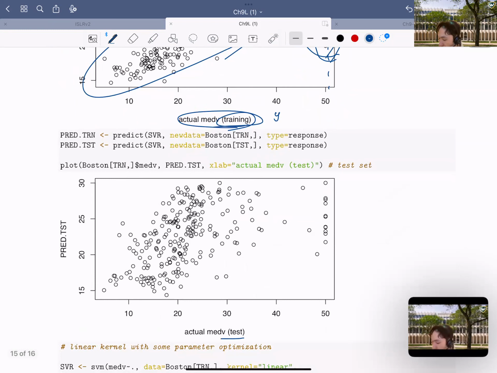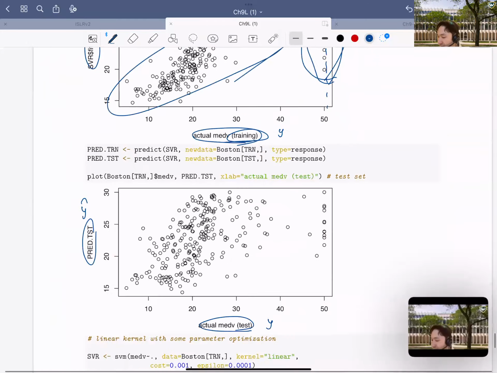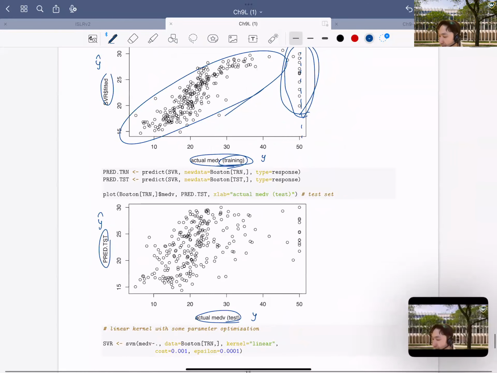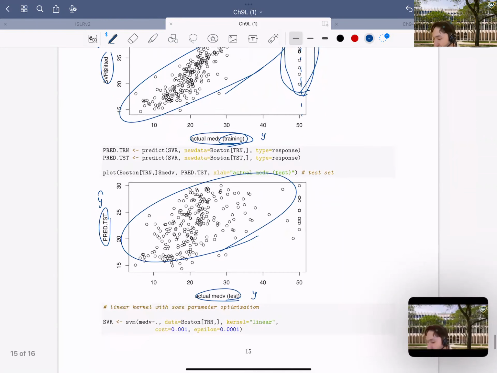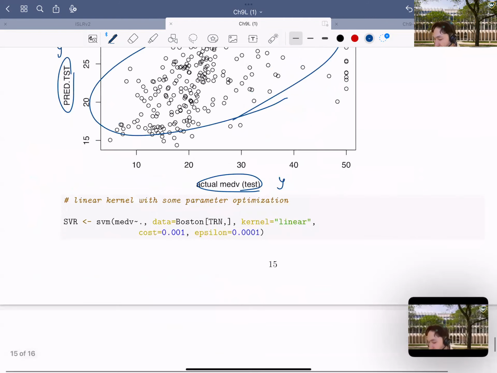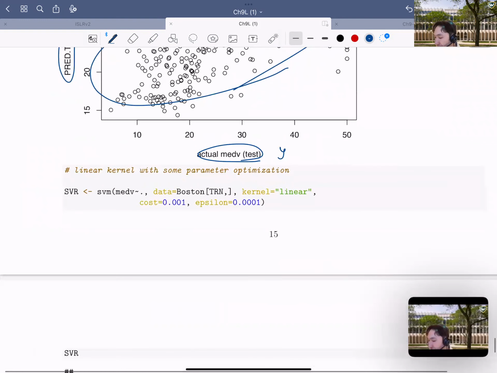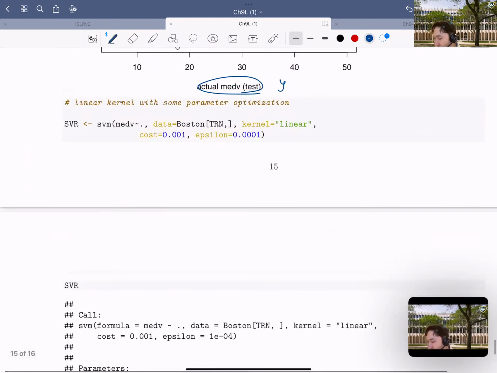And for the test error, we have the same thing. The Y is here, Y hat is here, and the correlation is slightly lower. I think the relationship is vaguer than the previous one, but still it has some meaningful positive correlation. So that is support vector regression for the continuous response variable.